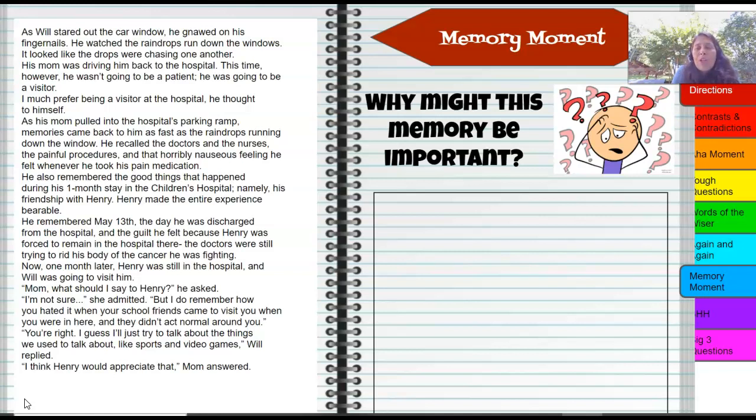Now what I want you to do is go back in the text and find the example of the memory moment. Where was the memory moment? Then I want you to add to that and tell me, why might this memory be important? What does it help us better understand?